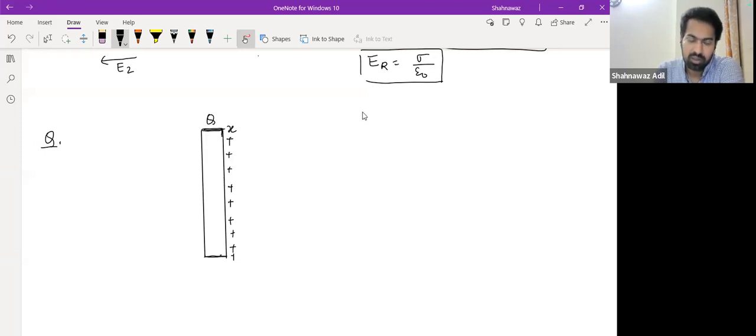Sir, can you repeat the question again? Yeah. So the total charge on this plate is Q. And my question is, how would the charge be distributed on either of these sides of the plate? So I have assumed that, let's say, the charge on this side is X. So what would be the charge on this side? Negative.